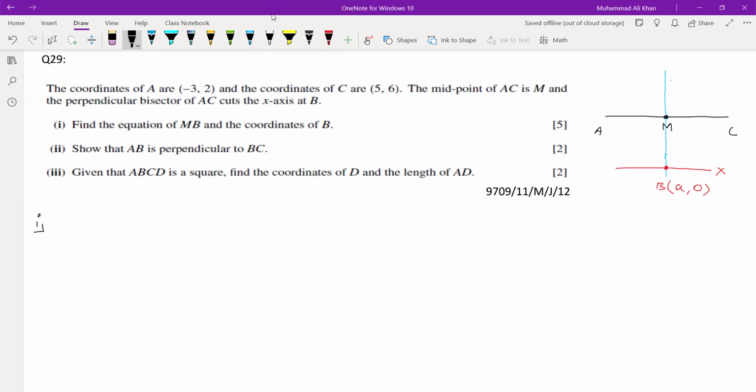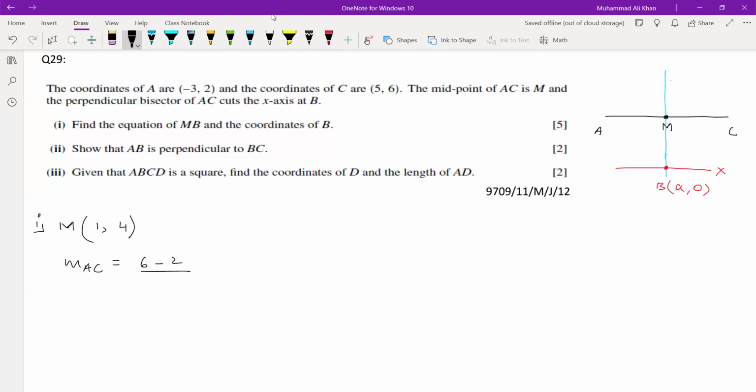For the perpendicular bisector, we have to calculate the midpoint. And the midpoint of AC will be: minus 3 plus 5 is 2, 2 divided by 2 is 1. 2 plus 6 is 8, 8 divided by 2 is 4. Here is the midpoint.